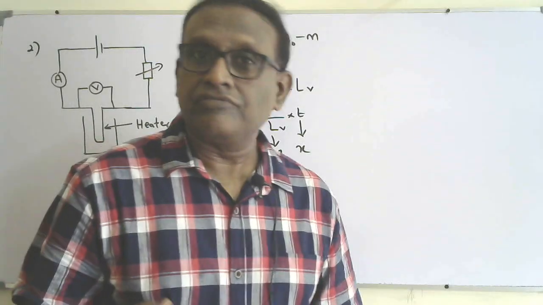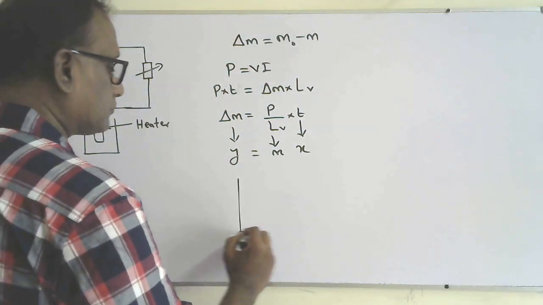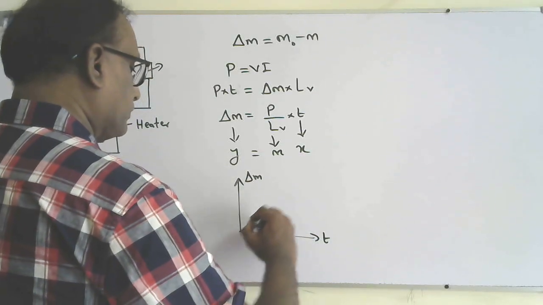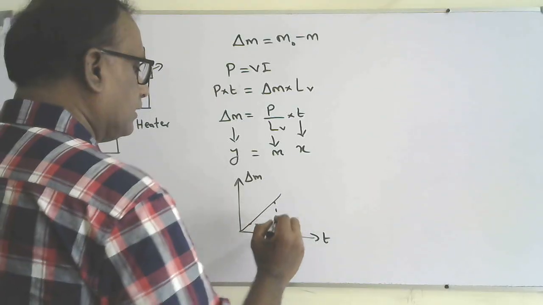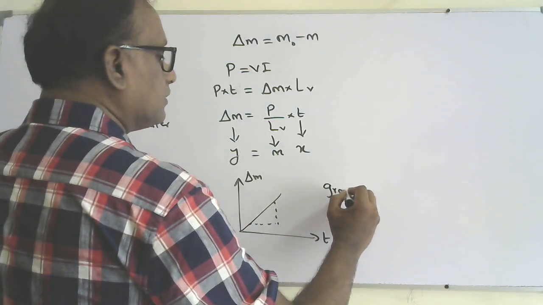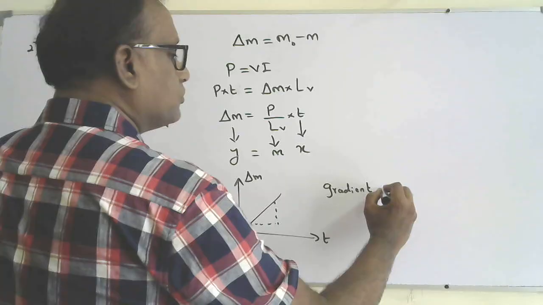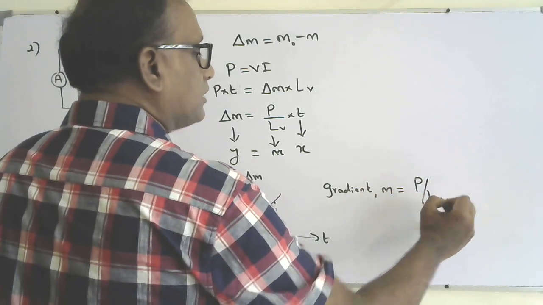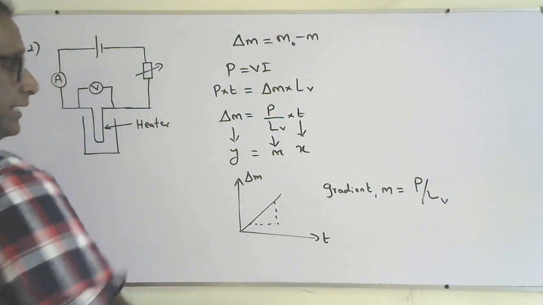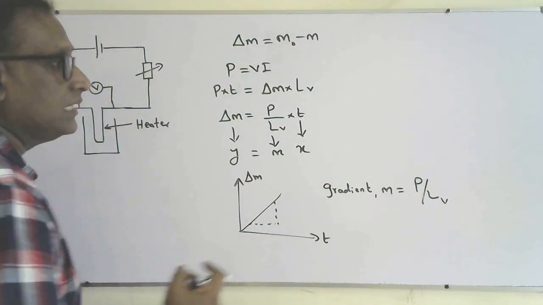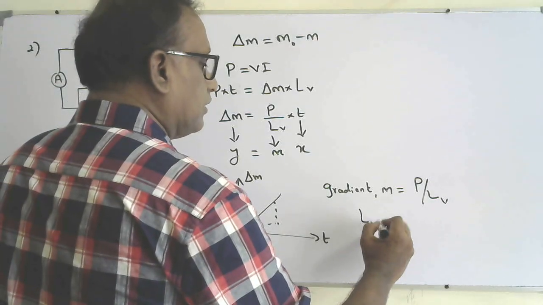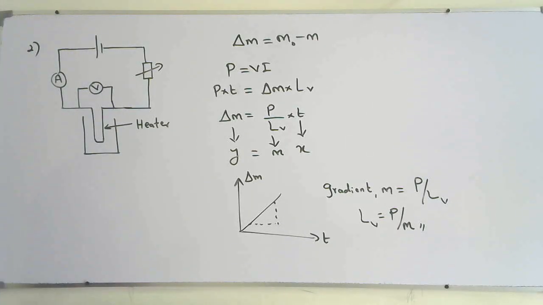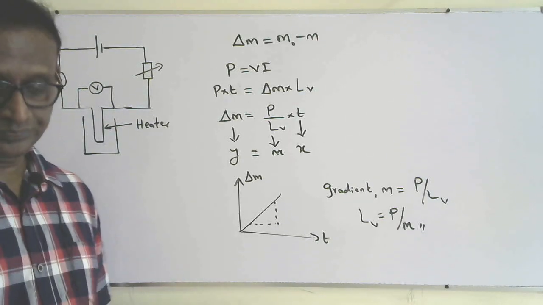From the graph, find the gradient. I use M for gradient, not mass. So gradient is equal to P over L_V. You know the power, you know the voltmeter and ammeter readings, so you know the power of the heater. So L_V is equal to P over M. From this, we can find the latent heat of vaporization of the water.